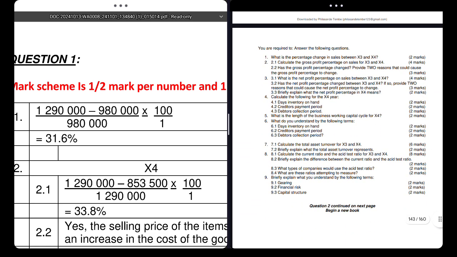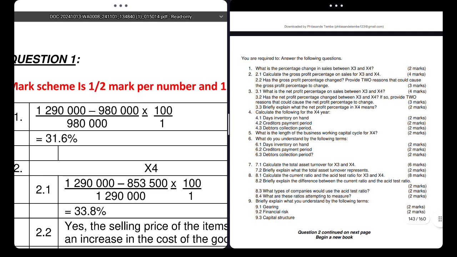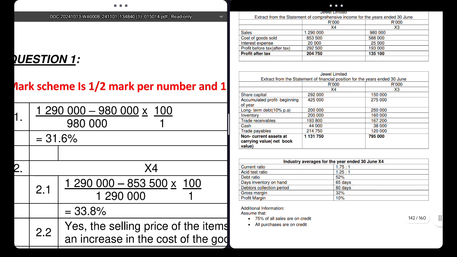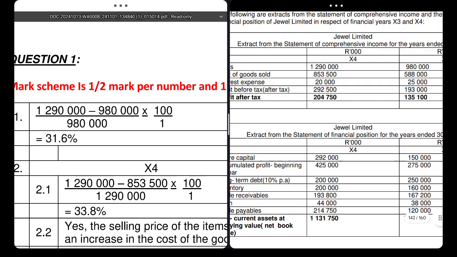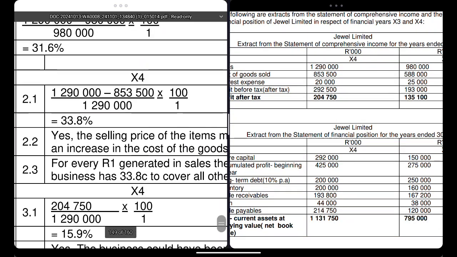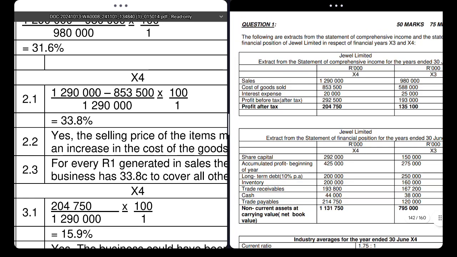Second question, calculate the gross profit percentage. Now, gross profit percentage is your gross profit over sales times 100. If you look at your statement of comprehensive income over here, there's no line stating what gross profit is. But gross profit is sales minus cost of sales. So if you work with, for example, 2024, to work out gross profit, as in 2.1, you first have to get gross profit in the numerator on top.